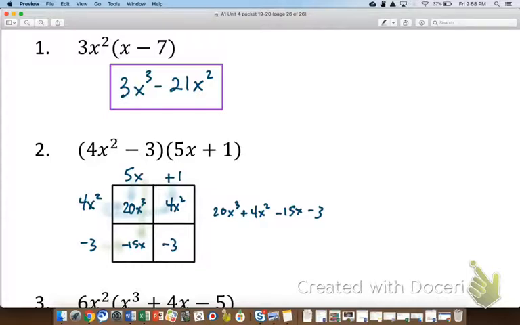What's the degree of our final answer? Degree 3. What's the lead coefficient? 20. Good. So since it's 4 terms, it doesn't have a special name. So on the test, when you solve these, do you want us to put the degree in the code? Only if I ask for it. So yeah, you don't really need to.